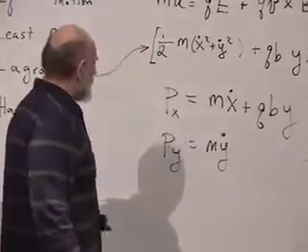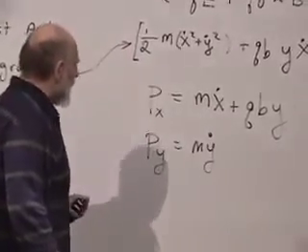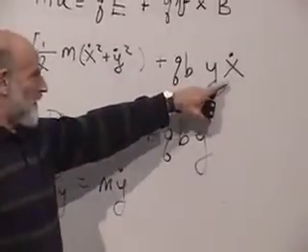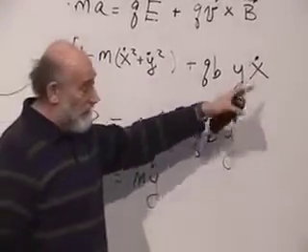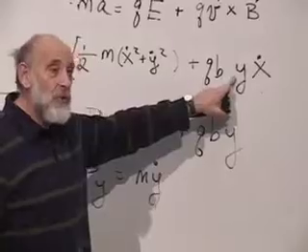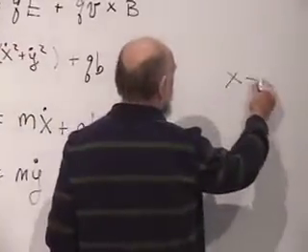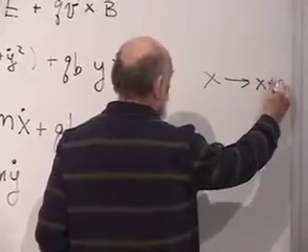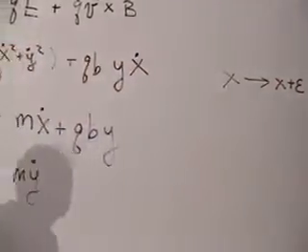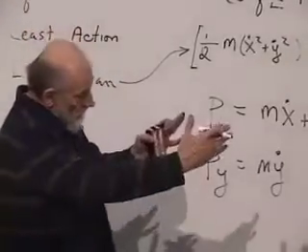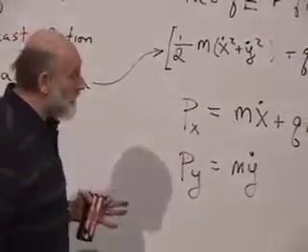Why is it conserved? This is the X component of momentum. And notice the Lagrangian doesn't depend on X. It depends on X dot, but X dot is not X. And it depends on Y. If I make a transformation, X goes to X plus epsilon, the X component of the velocity doesn't change. I've just translated the system a little bit in the X direction.